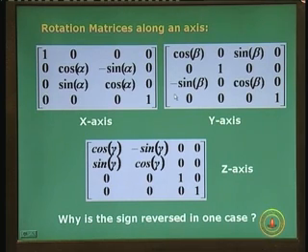Now, there is a reason, it is not a mistake, there is a reason why this is so. We will spend a little bit of time on it, you should know why this is so, because otherwise if you write these equations and implement them using a program in C, you will make a mistake by putting the sign at the same position in all the three cases.